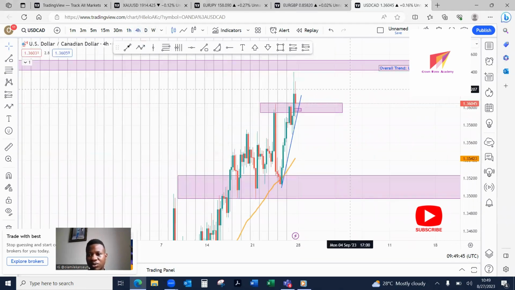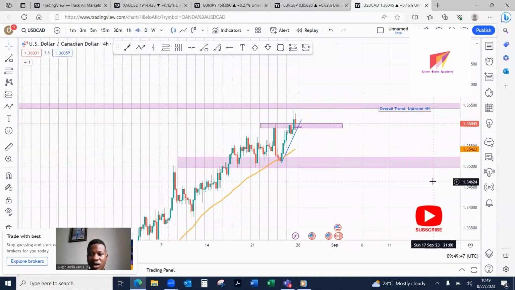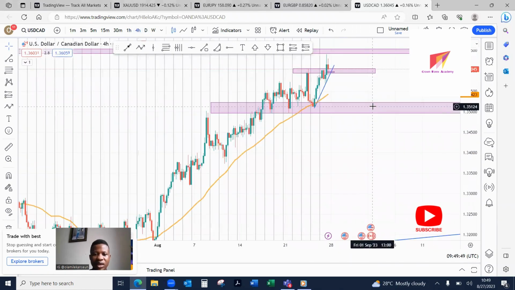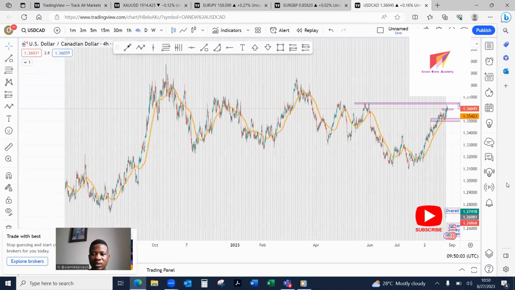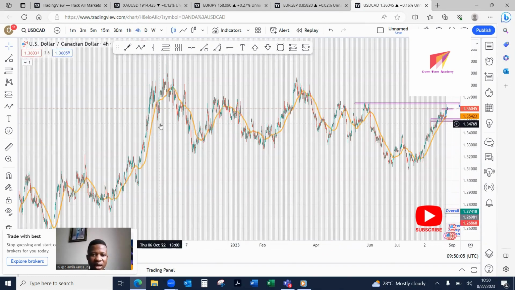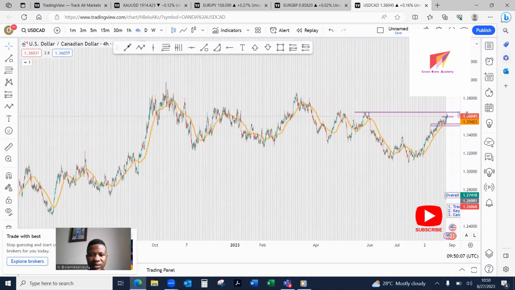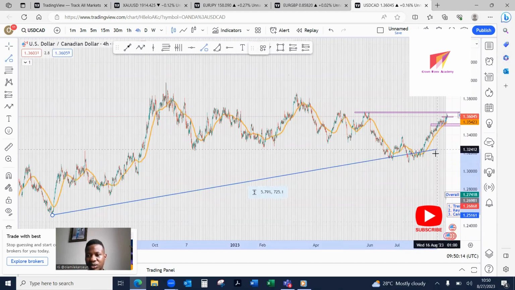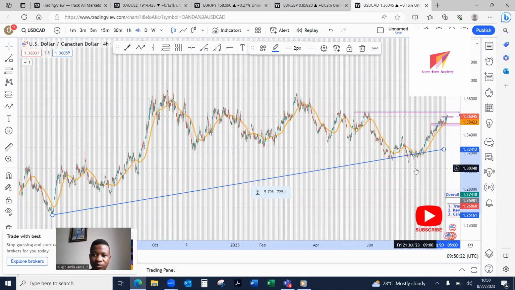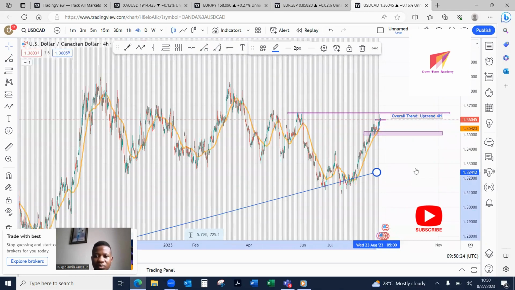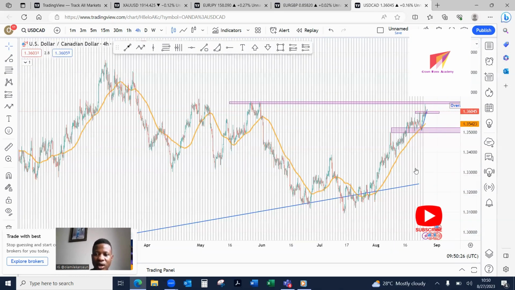Let's see what's happening on the 4 hour time frame, right? As you can see, I can actually see that this market is an uptrend already, right? It's actually an uptrend on the 4 hours time frame.